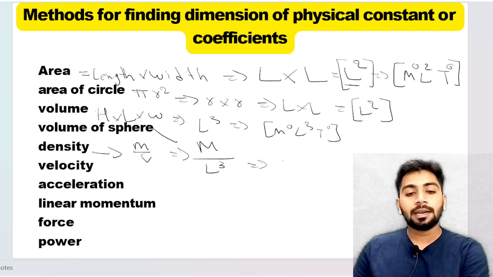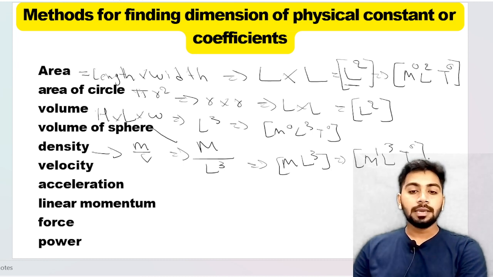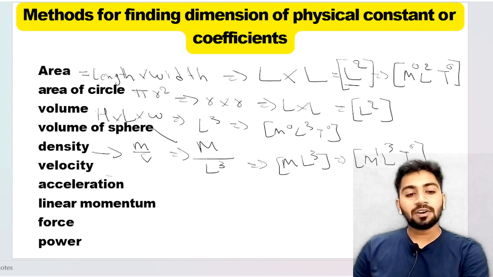Now what can you write? M L cube, or M to the power of 1, L to the power of 3, T to the power of 0. Easy concept. Super easy concept. Right? Now let us see for velocity.